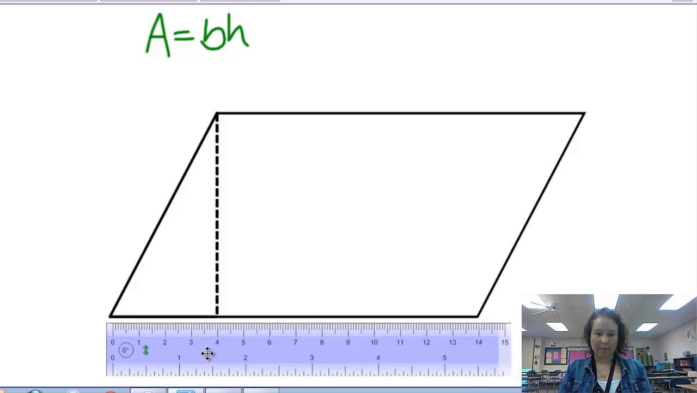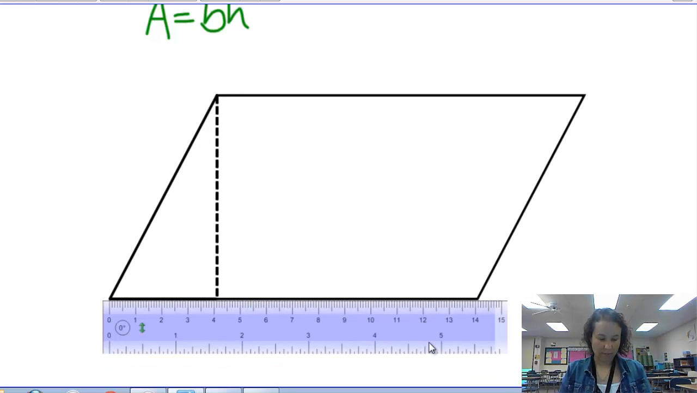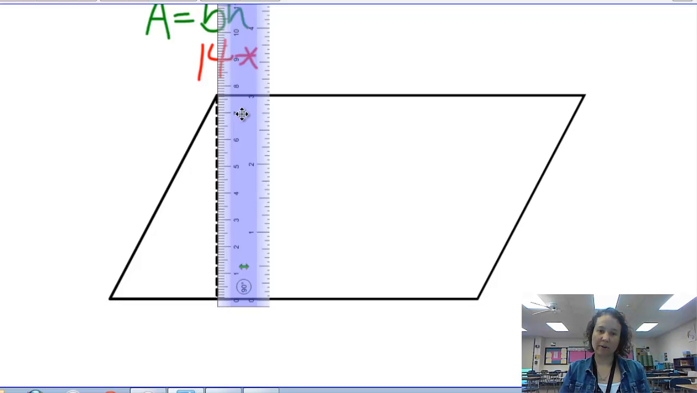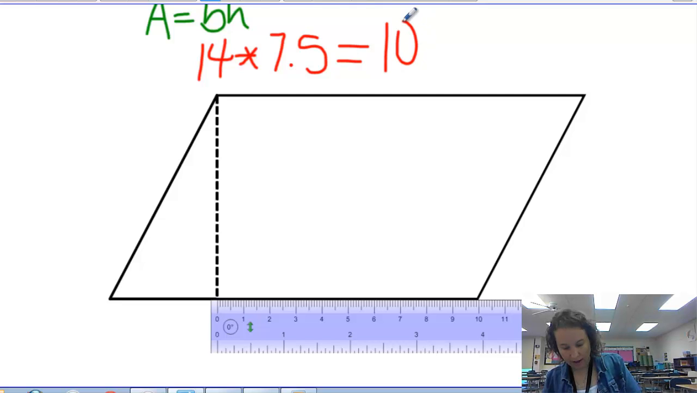I can measure the bottom edge here with my ruler, and I can see that it's right around 14 centimeters in length there on the base. So I could label my base as 14 centimeters, and I'm going to multiply that by whatever the height is. And it looks like the height is right about 7.5 centimeters. If I round a little bit, it's pretty close to 7.5. So I would need to take that base length and multiply it by the height, and that would give me the area of this parallelogram. So that comes out to be exactly 105 when I multiply those two together.